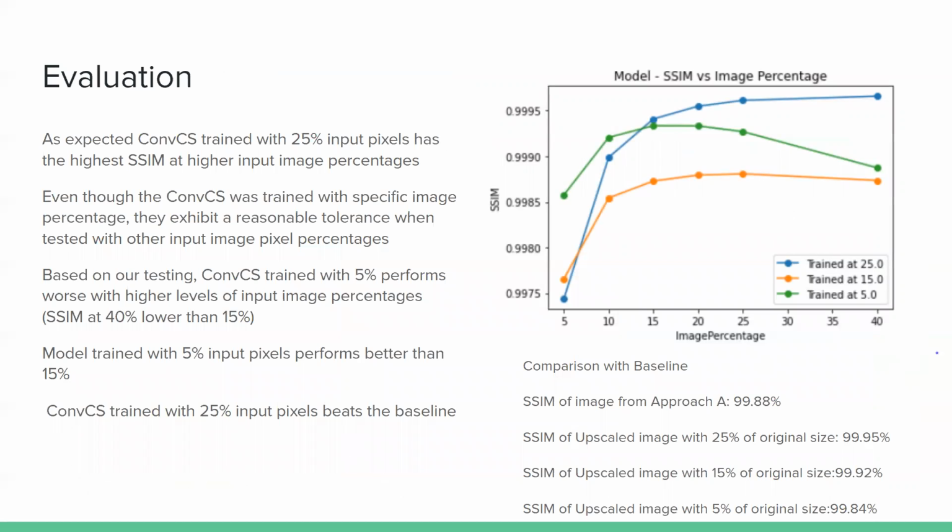Now coming to the evaluation, the ConCS net was trained at 3 input image percentages, which are 25, 15, and 5. As you can see with the 3 different colors here. So the 25%, which is the blue line, the orange is the 15 and the 5 is the green. At very low levels of image percentage, we see that the 5% outperforms the 25%. But at higher levels, the 25% beats out the one trained at 5%. We consistently see that 15% performs worse when compared to 5%.